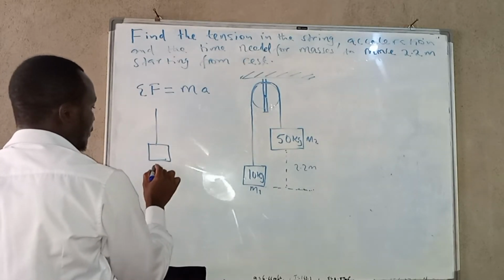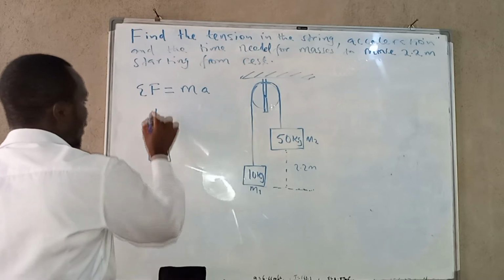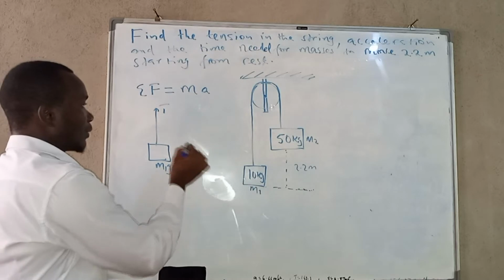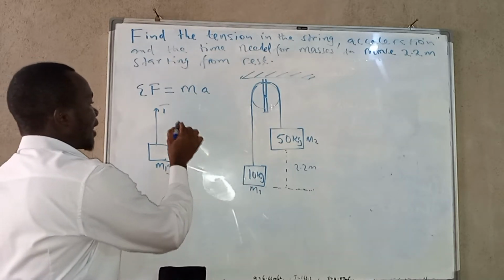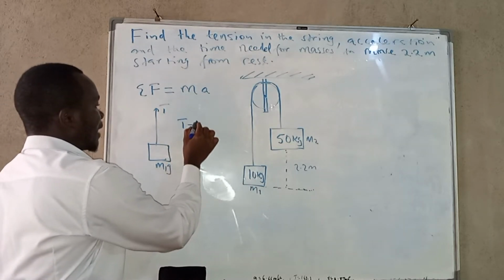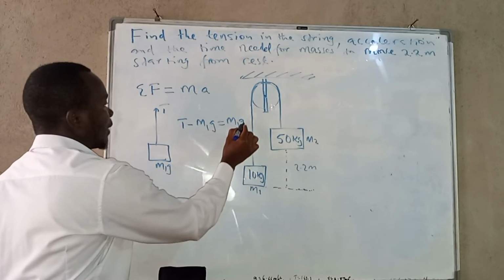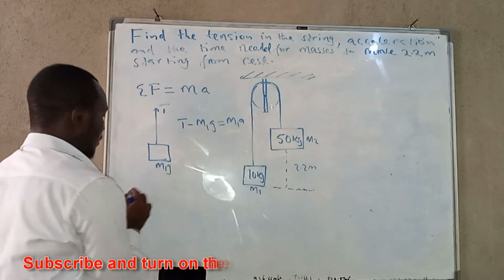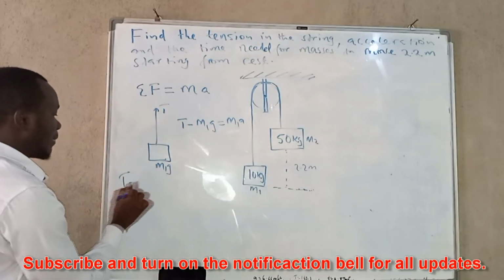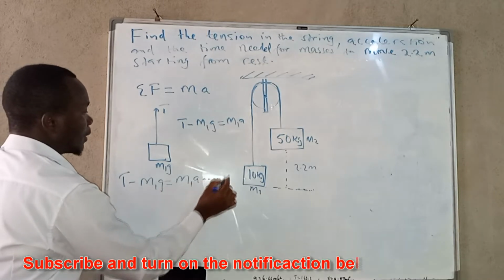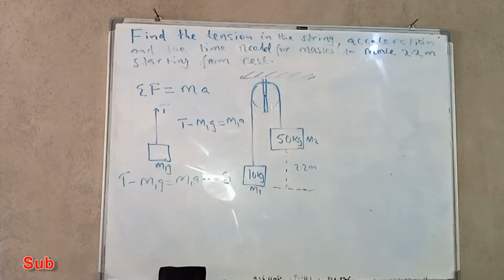So we have m1g here, then we have the tension. The summation of forces must be equal to ma. So we have tension minus m1g, and this must give us m1a. Let me write it here: T minus m1g is equal to m1a. We call this equation number 1.